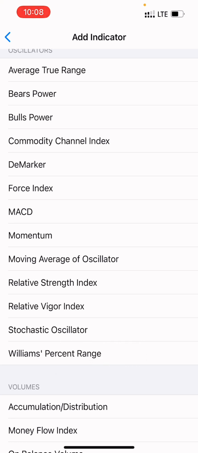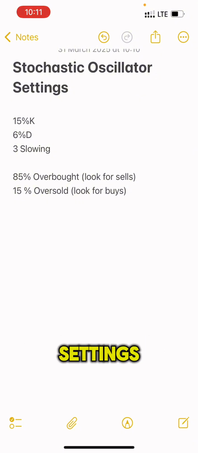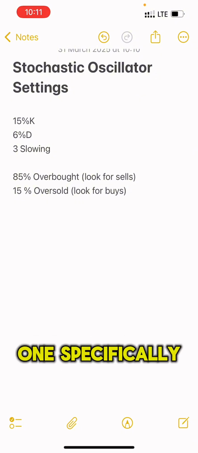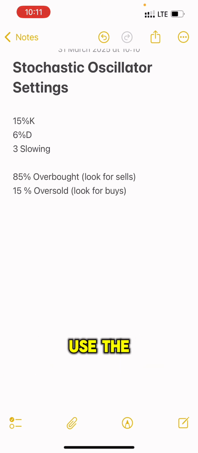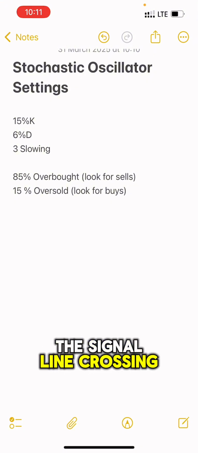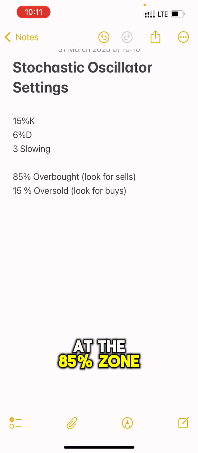Let's get into it. In this section of the video, we are going to look at the stochastic oscillator settings. Remember that for this one, specifically to measure the overbought and oversold conditions, we are going to use the 15 K period, the 6 D period, and the 3 slowing. Now remember that in order for us to take into consideration that the price has been overbought, we need to see the signal line crossing the other line at the 85% zone.